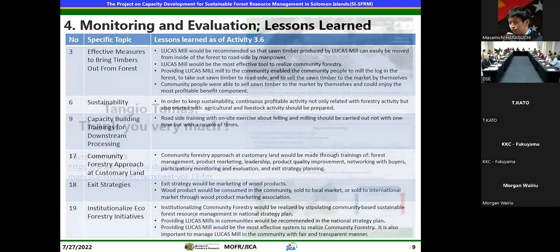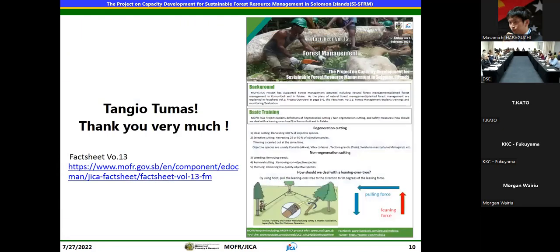Next. All right. Thank you, Thomas. Arigatou gozaimasu. You can see here the forest management. The fact sheet number 3 is a background. I think that's all from me. Thank you all for listening.